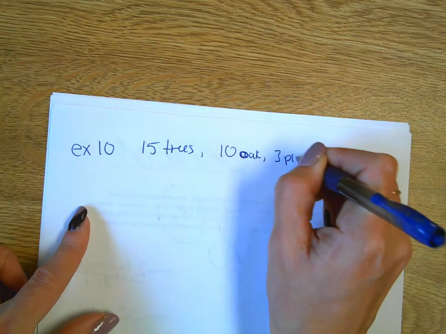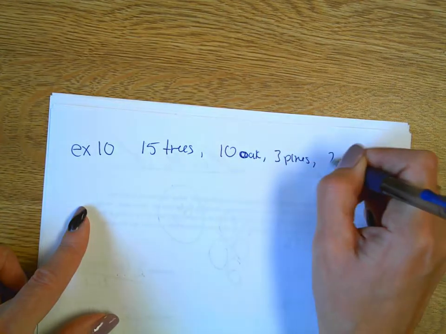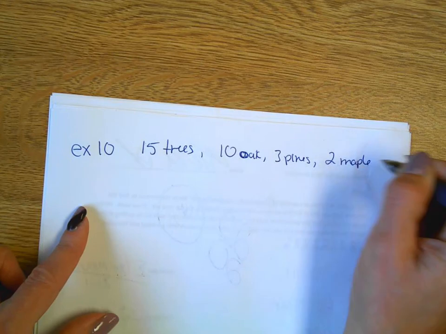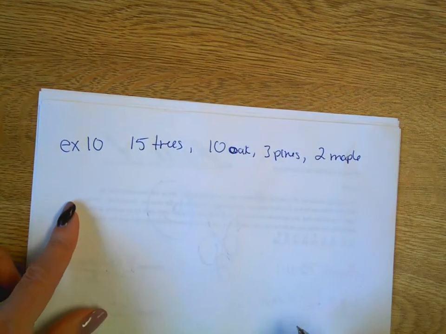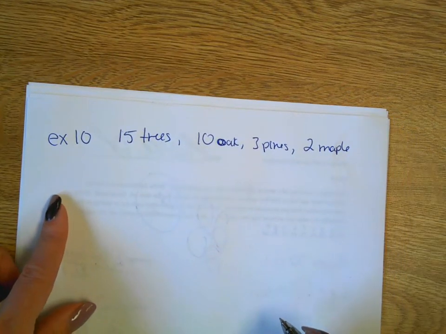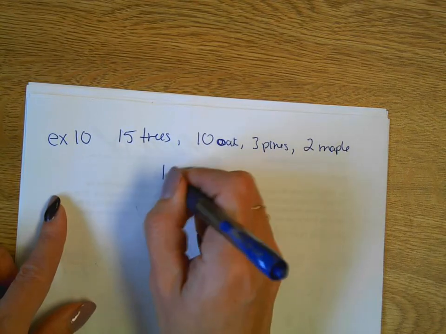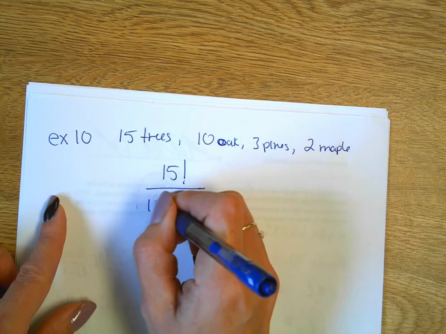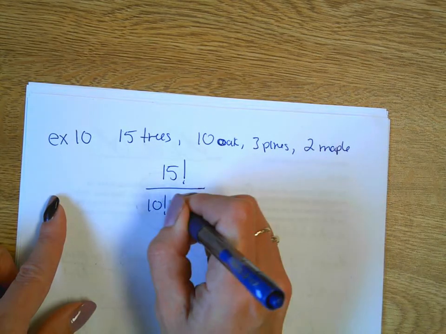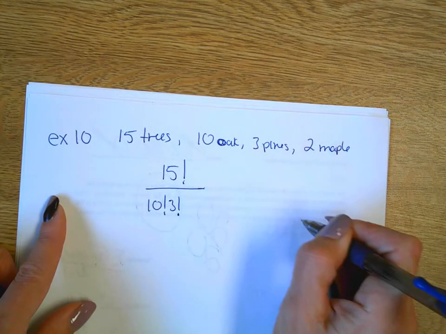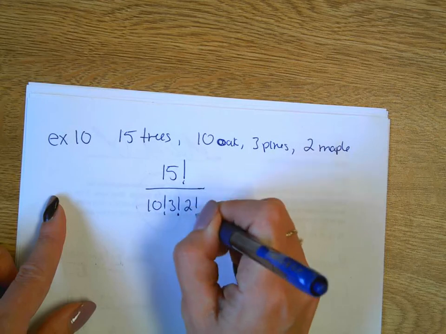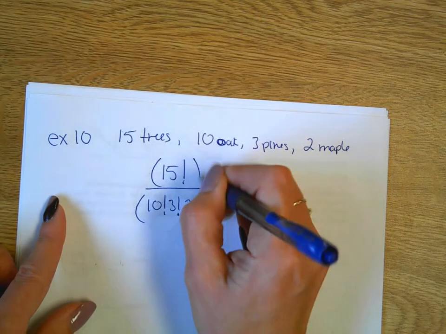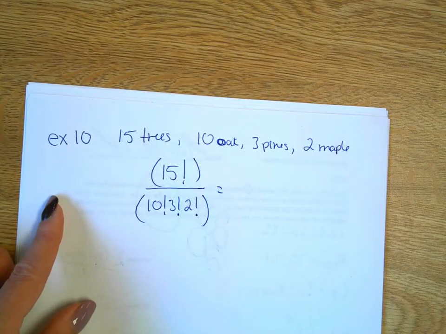3 pines and 2 maple. How many distinguishable ways can you line up these trees? 15 factorial over 10 factorial times 3 factorial times 2 factorial. The only thing is you're going to have to remember to put parentheses here and here, and then type it in correctly.